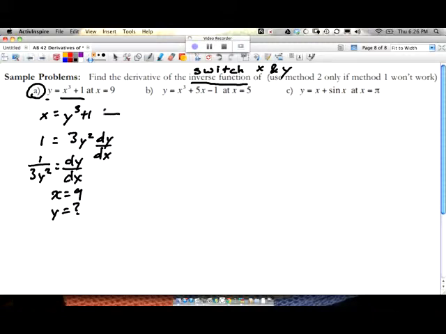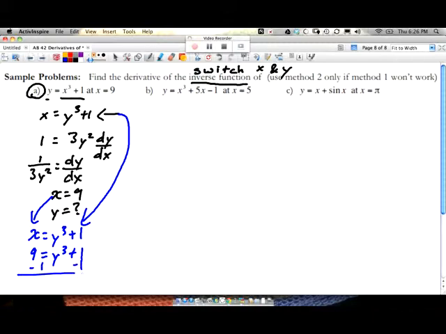What we see is this original inverse function that we came up with, x equals y cubed plus 1, and we know that x equals 9. So I'm going to say 9 equals y cubed plus 1, subtract 1 from both sides, and 8 equals y cubed, so taking that all the way through, y equals 2. So y equals 2. What am I going to do with that? I'm going to plug it in to the y that I need right there.